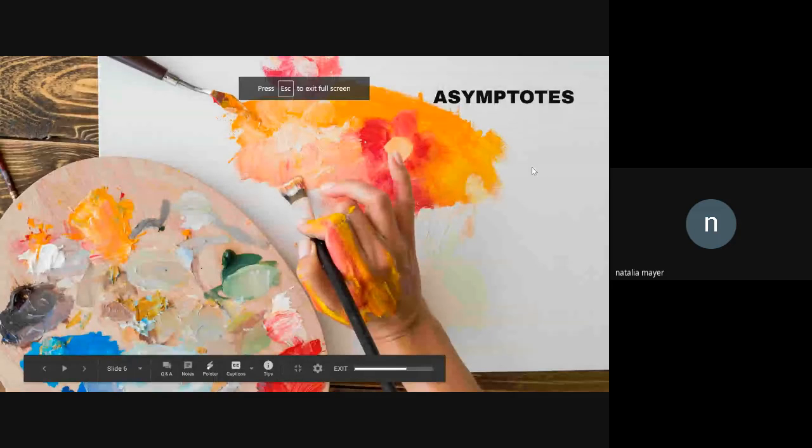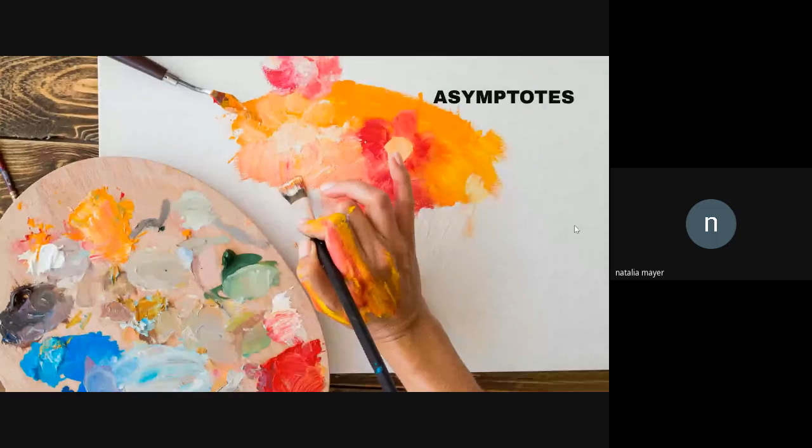Not something new. You worked with asymptotes a lot in the advanced functions course. That's why, to start off, we are going to remember what we know about them.